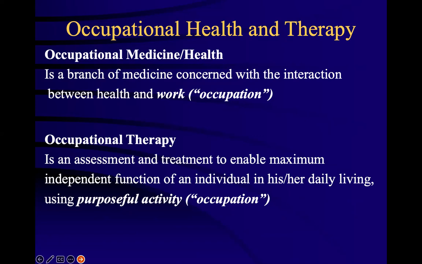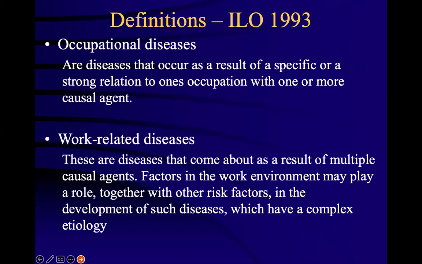They are interrelated, especially when it comes to therapeutics. And so we say it's a branch of medicine concerned with the interaction between the health of the individual and the work that they do. But therapy is the assessment and the treatment to enable maximum independent function of an individual in their workplace for their daily living, using purposeful activities designed by occupational health and safety experts. Then what therefore is occupational disease?